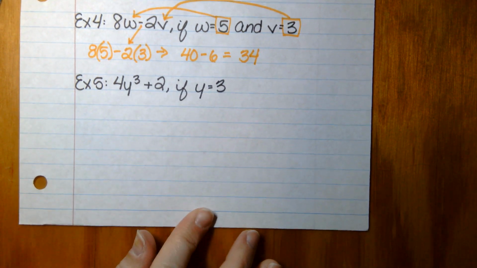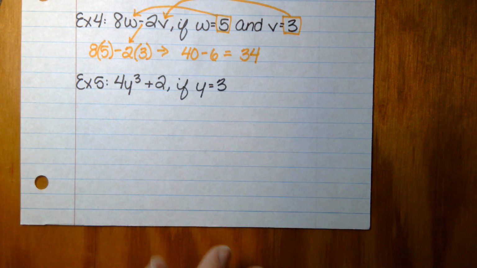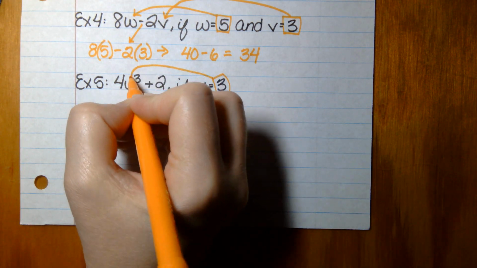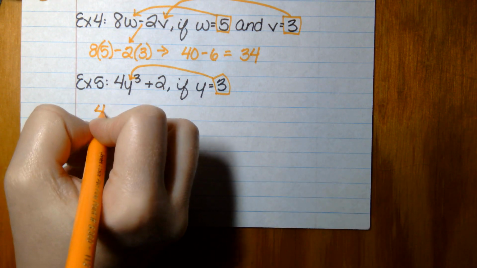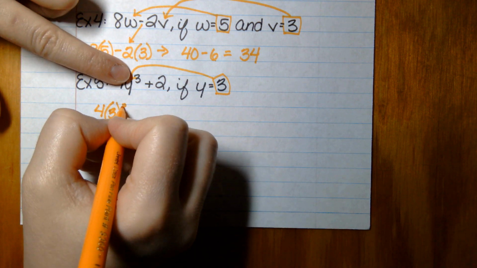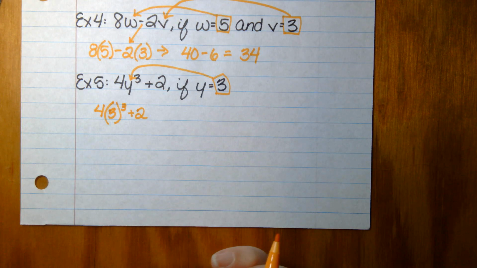If I look at example 5, and then we have a word problem. So again, we're just plugging it in. It says 4y cubed plus 2 if y is equal to 3. So this 3 is going to go in for that letter y. So everything gets rewritten. 4 instead of the y I have a 3. I still have my cubed. I still have my plus 2.